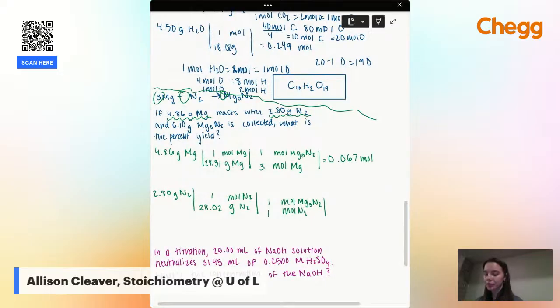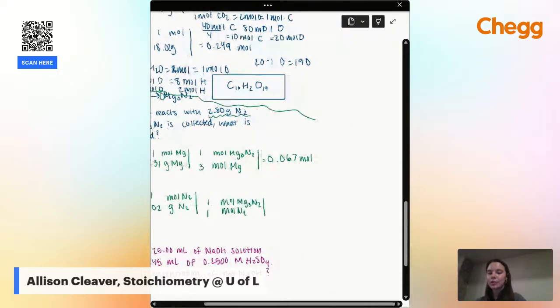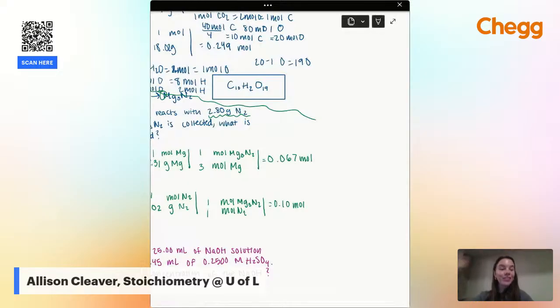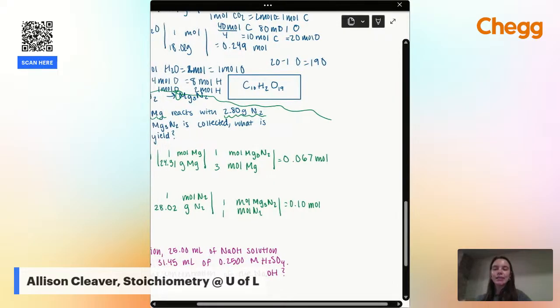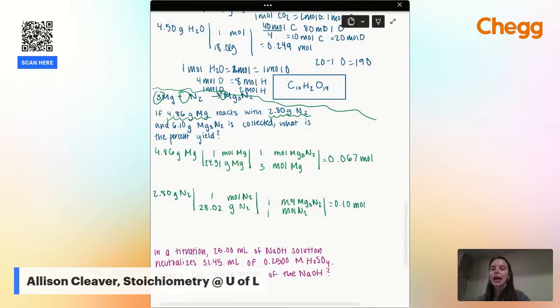About 30 more seconds. 5, 4, 3, 2, 1. If you got 0.067 for the top one and 0.1 for the bottom, you are correct. Great job. So knowing these values, what is the limiting reactant? It would be our magnesium because it creates less product. So magnesium creates less product. That is our limiting reactant.